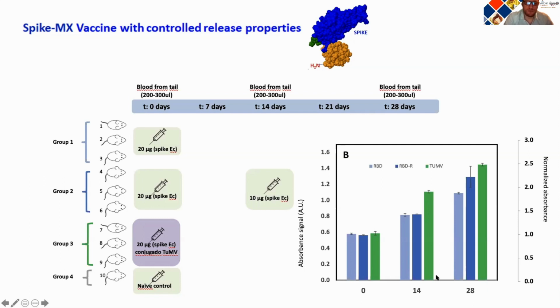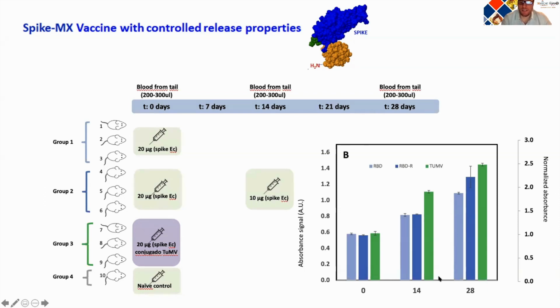And the third group, we injected 20 micrograms of a conjugate of the receptor binding domain and nanoparticles that we produce in the Alvarez Trujillo lab. This conjugate is a new vaccine formulation composed of nanofibers and the receptor binding domain. And the last group is the control, only the buffer where we resuspend the receptor binding domain.